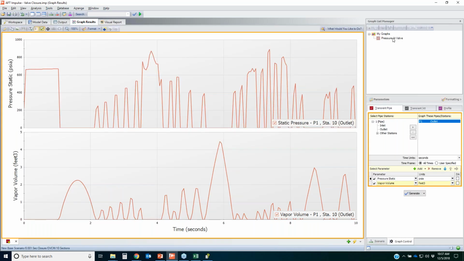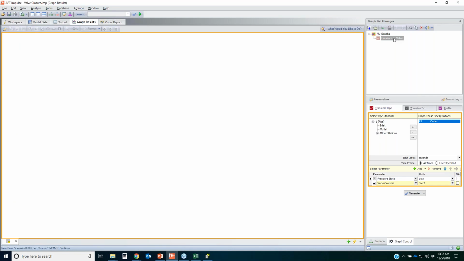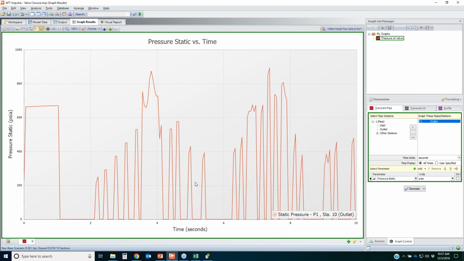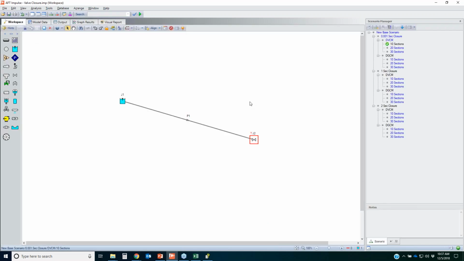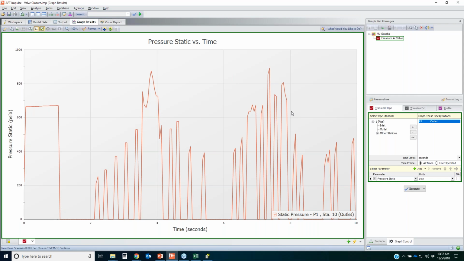I created a graph list manager item. So this is all Impulse 6 stuff, stuff that you are already able to do. All I do is double click on that graph, and it regenerates my pressure in one shot. The reason that's extremely useful is that when I look at results in these other scenarios, I don't have to reset those parameters every time. All I need to do is create that graph list item and double click on it, and it regenerates my graph on the spot for me.